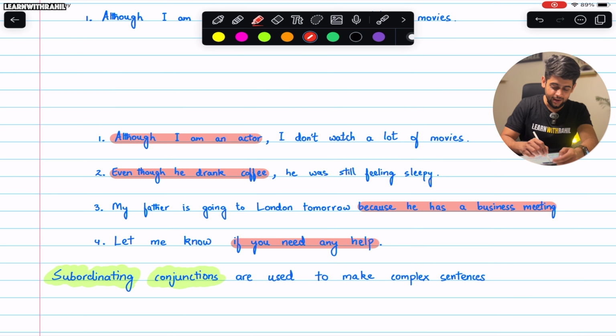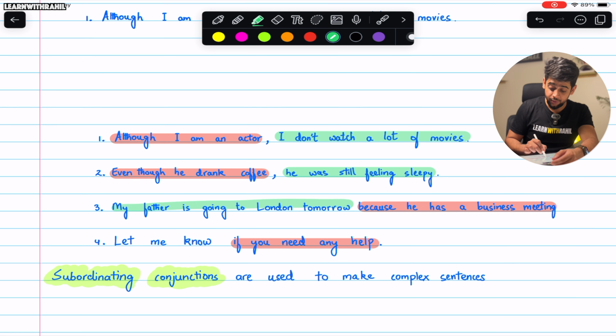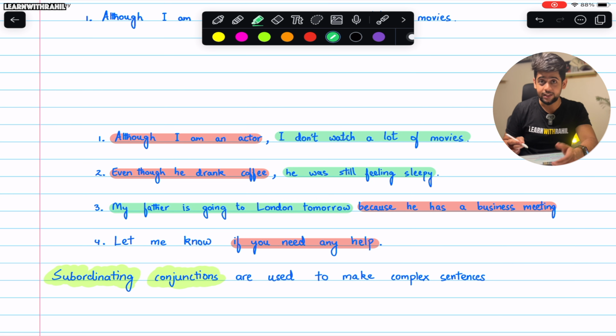Let's look at the elder brother here. So, I don't watch a lot of movies. That's a complete sentence. That means it is an independent clause. He was still feeling sleepy. Again, that's a complete sentence. My father is going to London tomorrow. That's again a complete sentence. Let me know. Now, you must be thinking that the subject is not given over here.